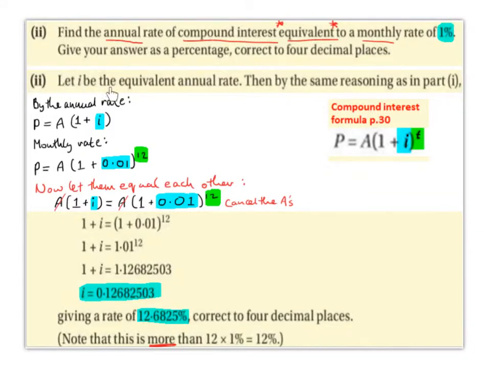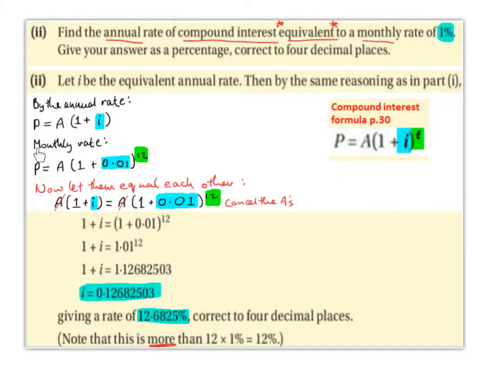Let I be the equivalent annual rate, then by the same reasoning as in part 1. So we have our annual rate is P equals A times 1 plus I. Technically, again, you could say it's to the power of 1. We don't know what the I is, that's what we're trying to find out. The monthly rate, again, subbing into the compound interest formula, P equals A times 1 plus 0.01 to the power of 12. 0.01 is 1%, we got that in the question, and it's to the power of 12 because there's 12 months in a year.